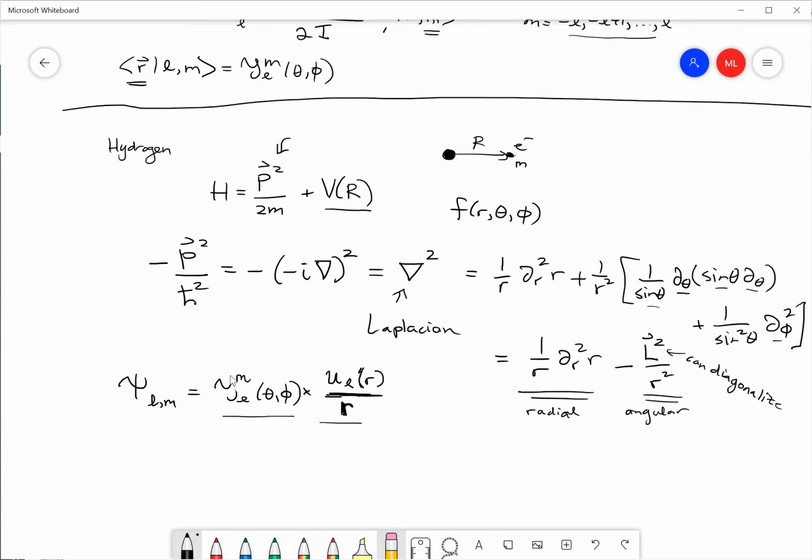It can only depend on this L quantum number, because that's the only piece that remains invariant under rotations. And the radial part just depends on little r, the distance between the two things. It doesn't depend on the orientation. So all the orientational stuff is captured by the spherical harmonic.